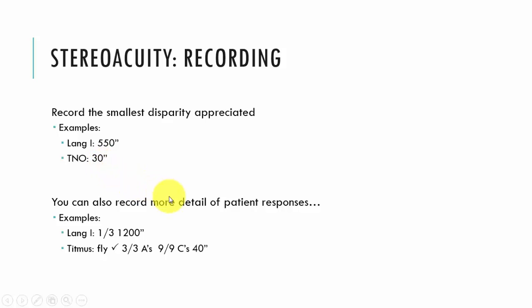Now you can, if you like, actually provide more detail in your clinical notes and indicate what images, for instance, the patient saw. So here we have Lang 1, and it's indicated that one of the 3 shapes was identified by the patient, and that this translates into 1,200 seconds of arc. For the Titmus as another example, you could have just written that 40 seconds of arc was the stereoacuity, but here the orthoptist has indicated the patient saw the fly, which is 3,000 seconds of arc. They saw all 3 animals, and they saw 9 out of the 9 circles, which then translates into 40 seconds of arc.